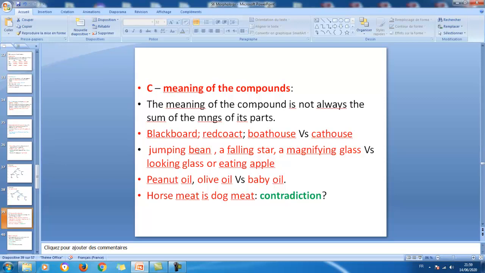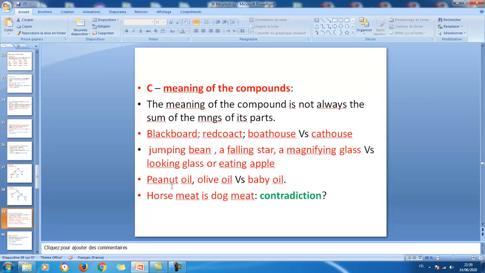Look, jumping bean, we can talk about the bean jumping. A falling star, it's a star that falls. Magnifying glass, it's a glass that magnifies. But what about looking glass? Does it mean that it's a glass that looks? Of course not. Eating apple, does it mean that the apple eats? Of course not here. So look, the semantic relationship between the members of the compound is not always the same, although compounds may have the same structure.